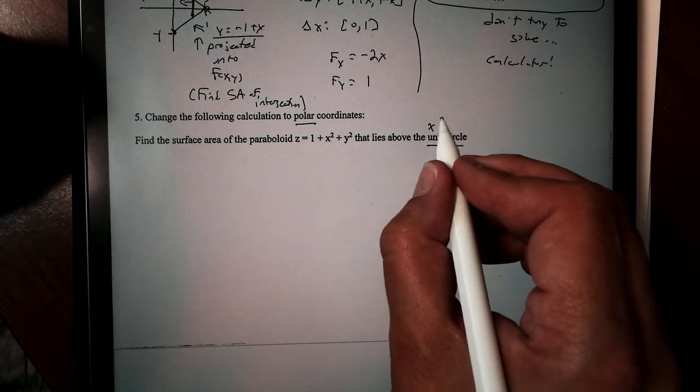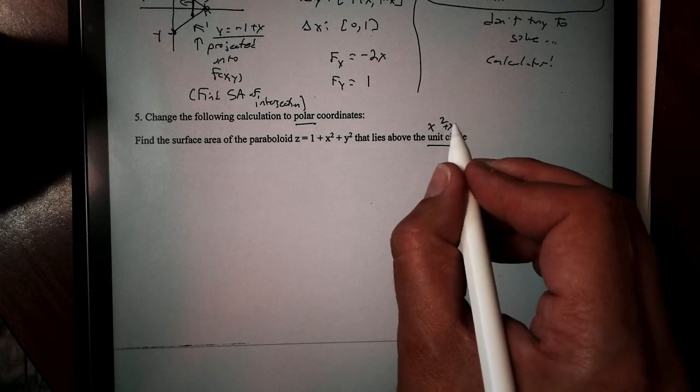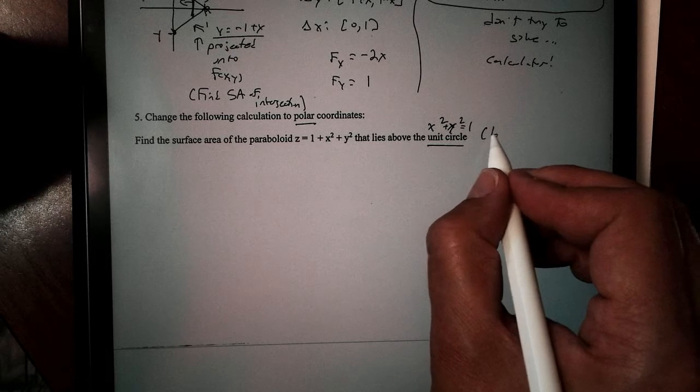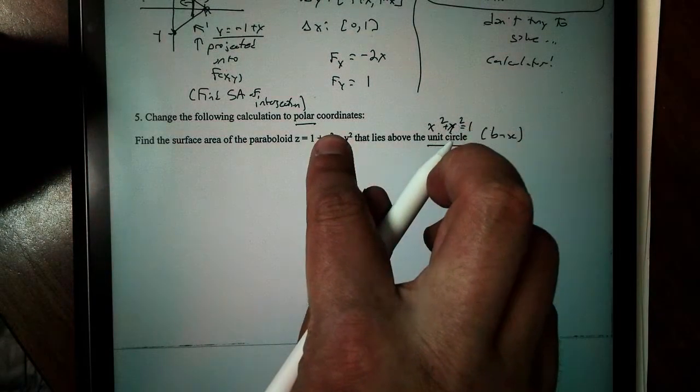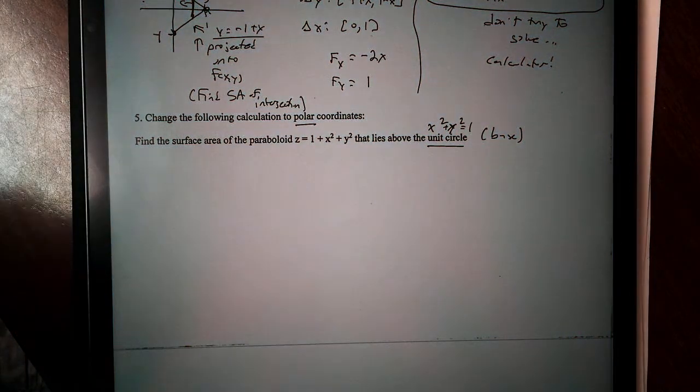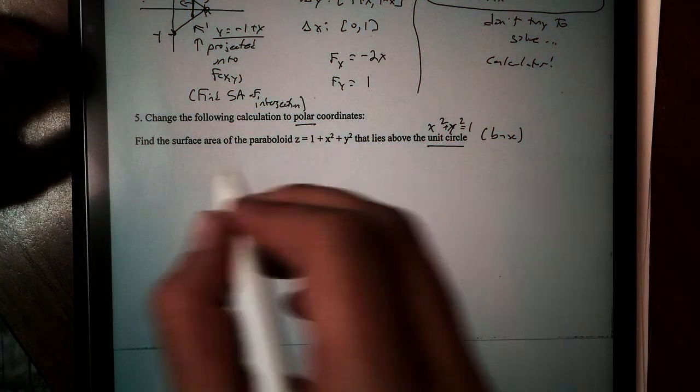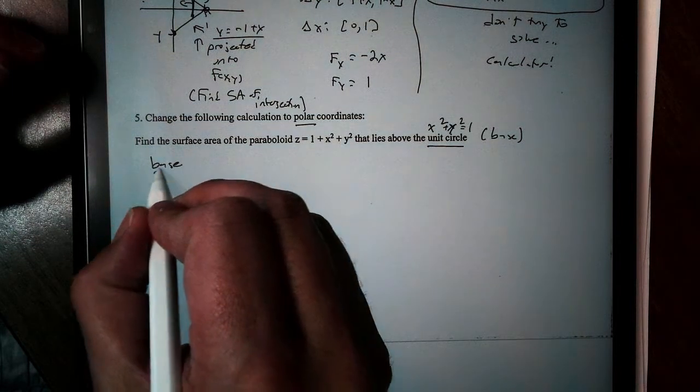Of course, that's our x squared plus y squared equals 1. So they're telling us that this is our base, and we're going to project that base up to our paraboloid, and we're going to be so happy and find that surface area. So let's talk about the base, because it's all about that base.